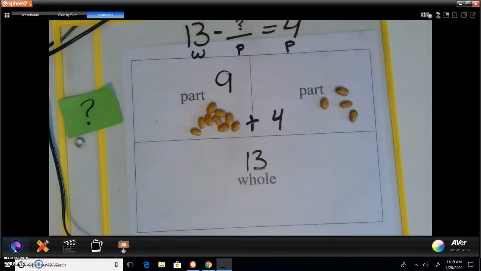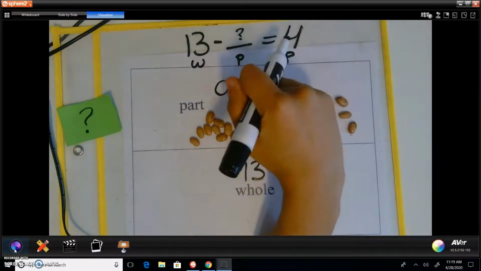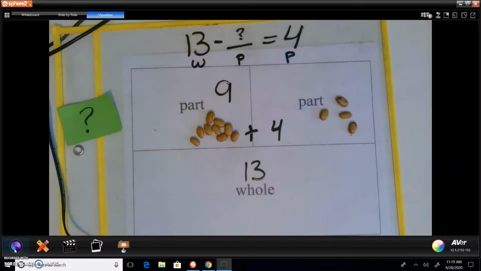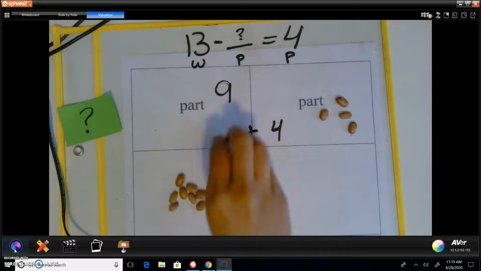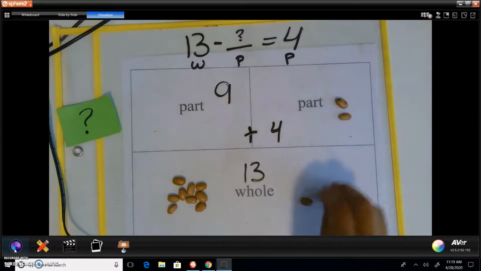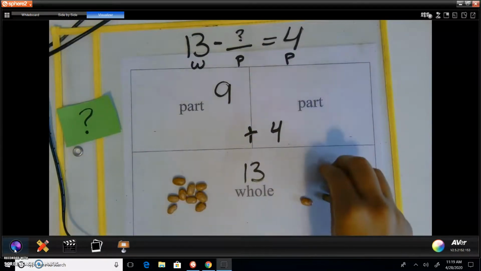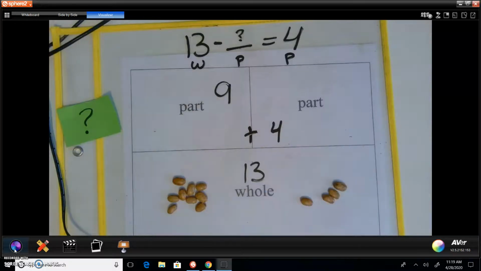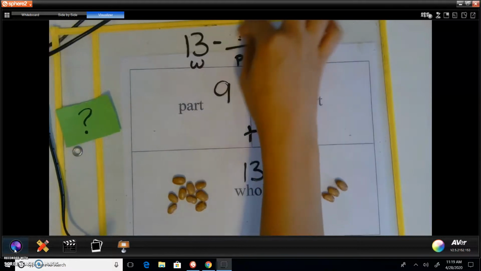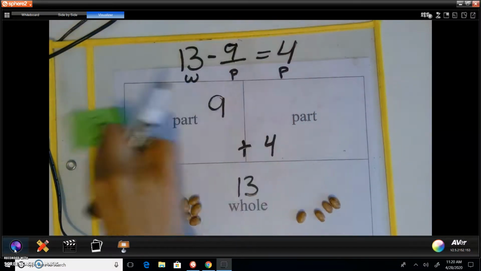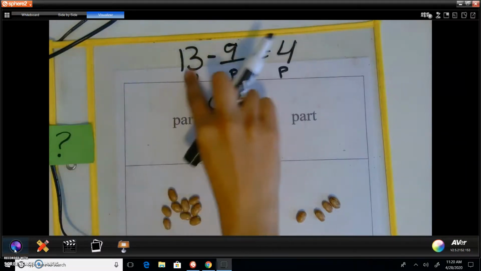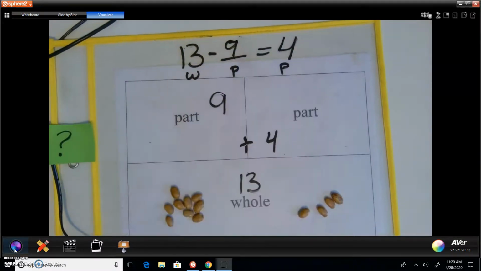Let's double check. 9 plus 4. What does that make? 9, 10, 11, 12, 13. What? You got it. Yeah, that's right. So if we put here, let's put a 9 because that's what our question mark was. And let's double check. 13 minus 9 equals 4.